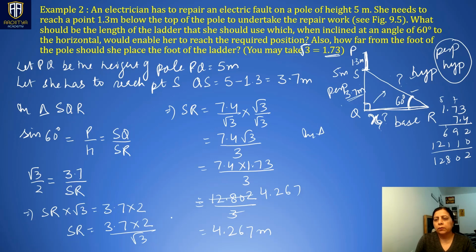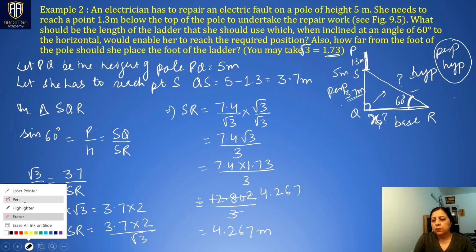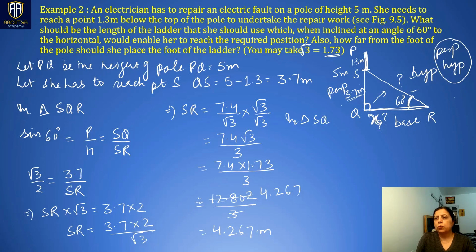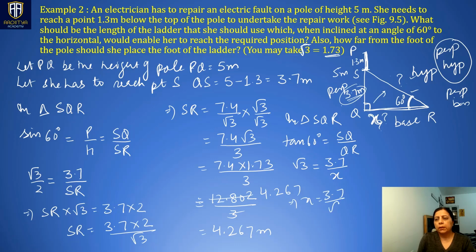Now in triangle SQR, this is known to us, this is known to us, and this we have to find. This is perpendicular and this is base. The trigonometric ratio which is related to perpendicular and base is tan. So tan of 60 degrees is perpendicular SQ upon base QR. Tan 60 is root 3. SQ is 3.7. And this we have to find, X. So that means X is equal to 3.7 by root 3. And then we have to rationalize this. So this becomes 3.7 root 3 by 3.